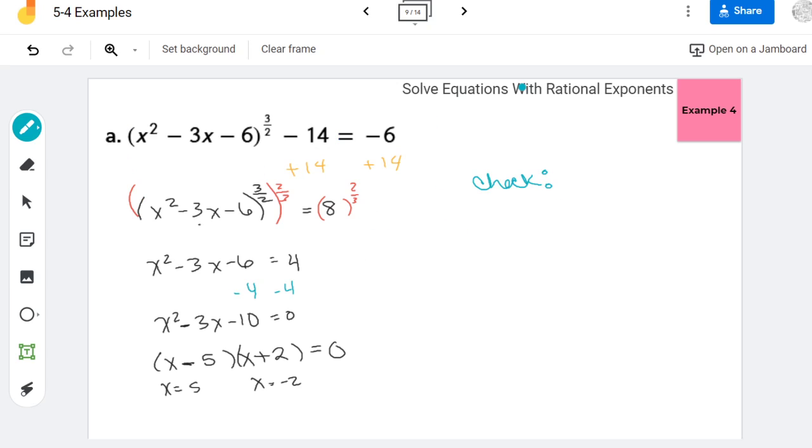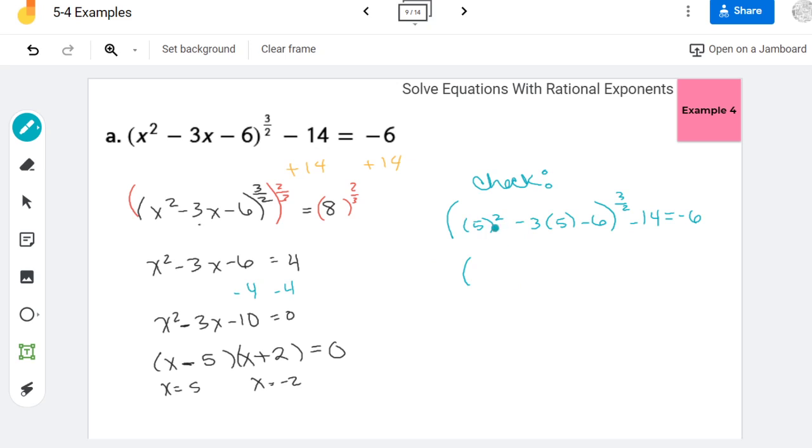So if I plug in 5, whew, this is a long problem, y'all. But it's good to have long problems like this, because as you move up in math, they stay really long. So it's good to practice and work through the frustration.